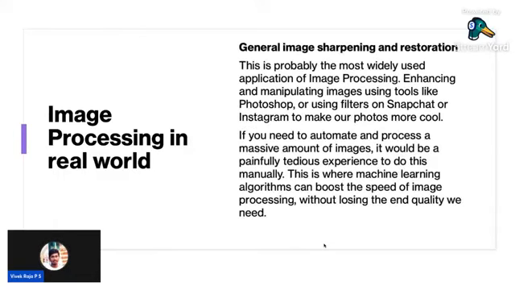And general image sharpening and restoration. This is one of the amazing use cases which I usually love. You might have seen a lot of Instagram posts or articles saying that we have colorized or restored historic images and so on. Image processing actually plays a vital role in doing that. That's where your machine learning comes into the picture, where you can do colorization and restoration as well.